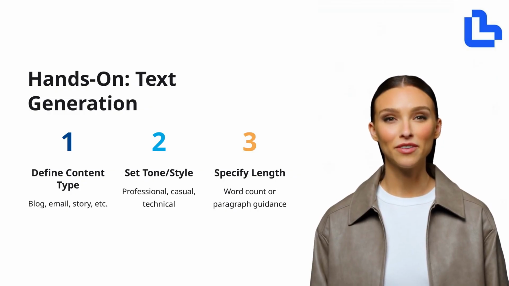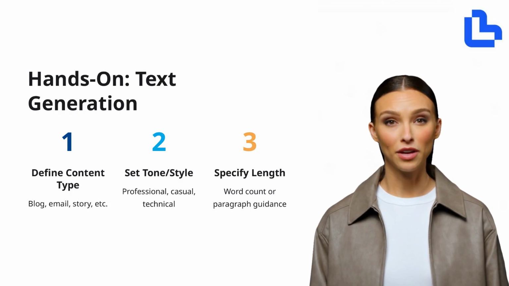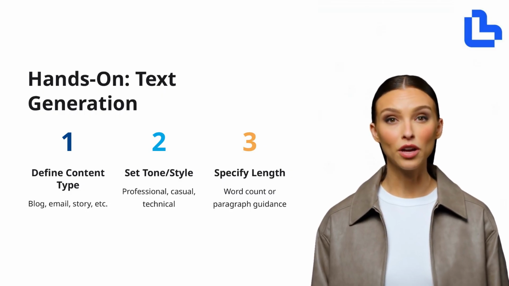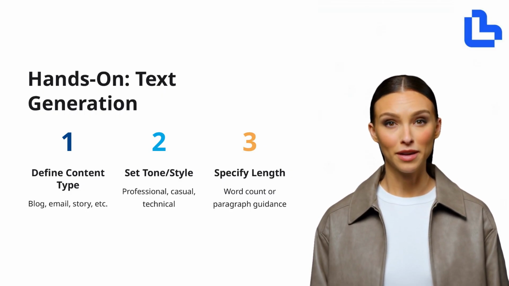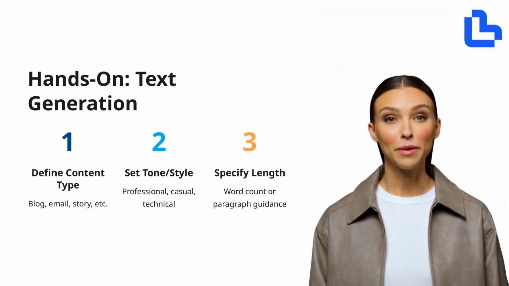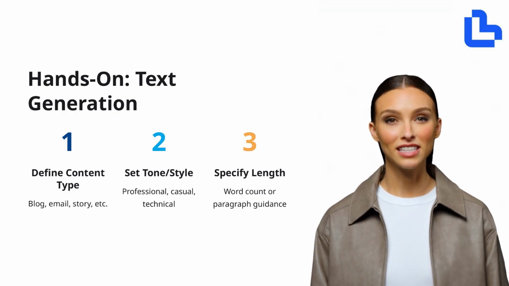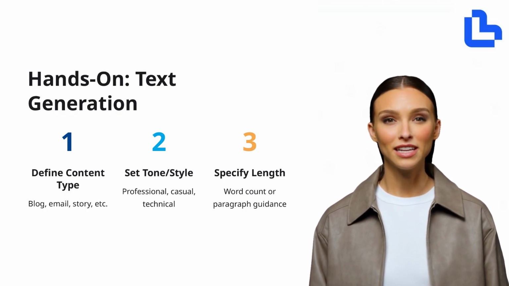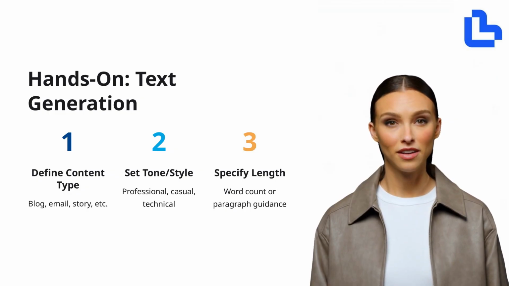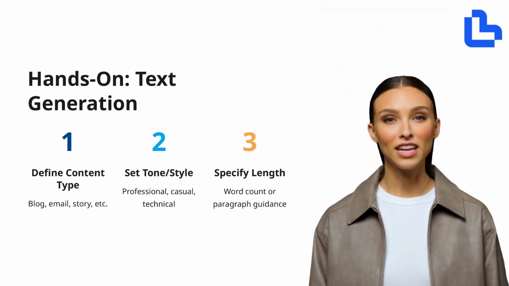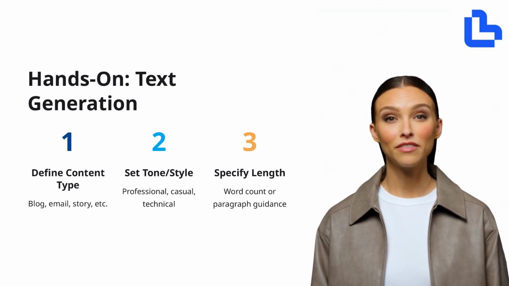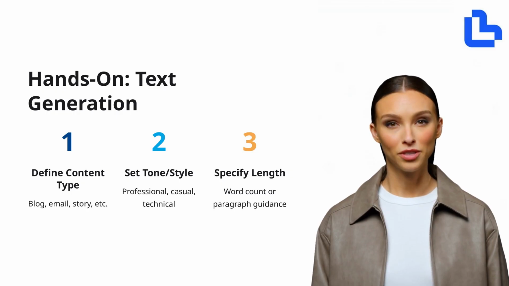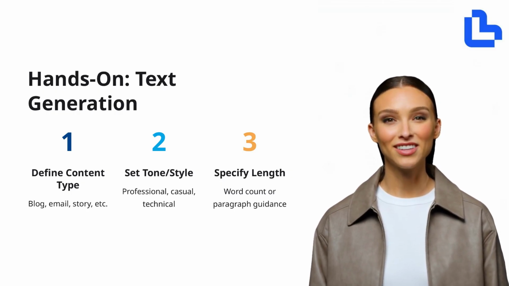Then, specify the length. Do you want a short paragraph, a 300-word article, or a concise 50-word summary? Giving the AI a word count or paragraph limit helps it manage detail and pacing, so you get content that fits your needs without unnecessary fluff. By combining these three elements, content type, tone/style, and length, you can generate high-quality, on-brand content in a fraction of the time it would take to write from scratch. And with a few tweaks, you can iterate quickly to get exactly what you want.